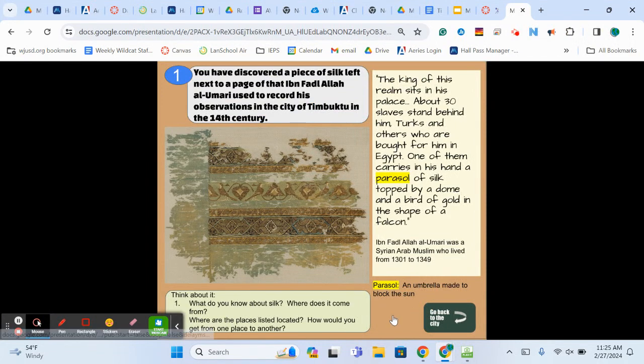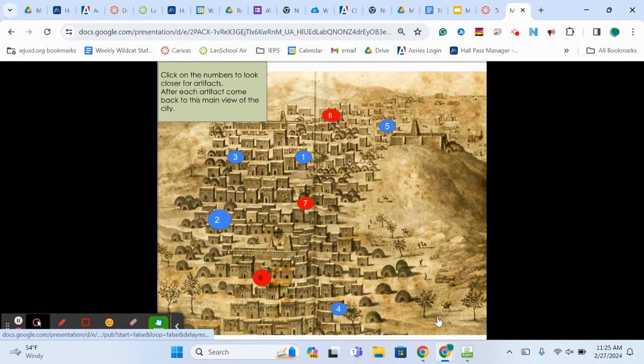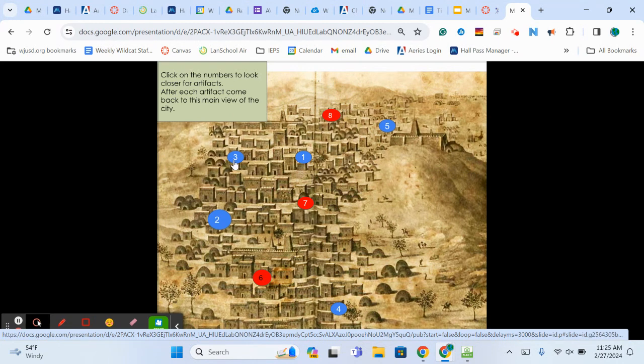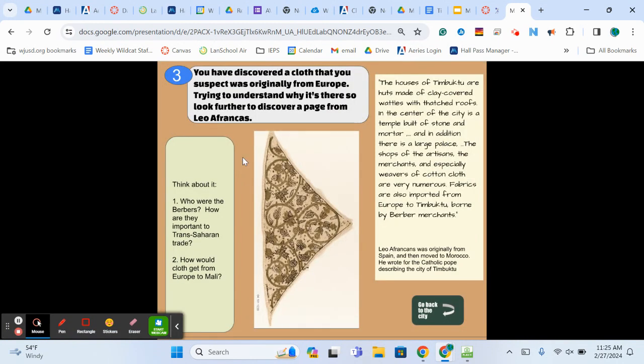So now that I've done that, I'm going to click go back to the city, and I've got some other artifacts that I can look at. I'm going to pull up another blue one. It doesn't have to be number 2. You can do whichever numbers you want in whatever order, but go back there and pick another artifact, describe it, draw it, answer a think about it question, and explain how it proves that Timbuktu was a site of encounter. All right, good luck.